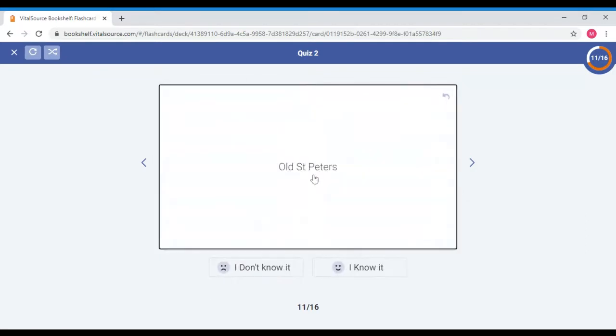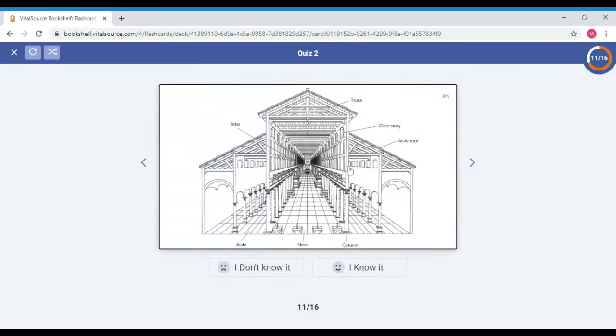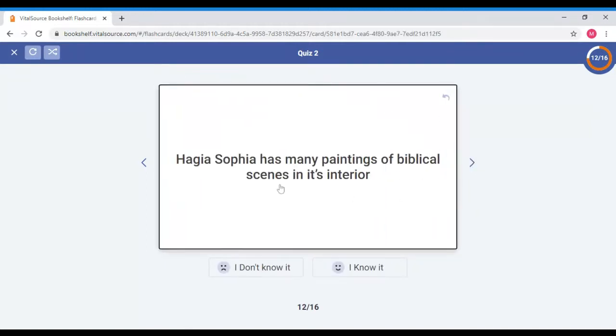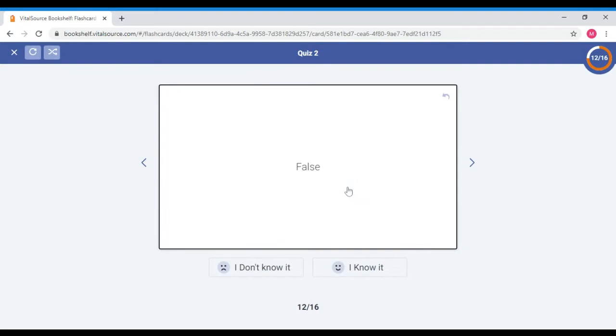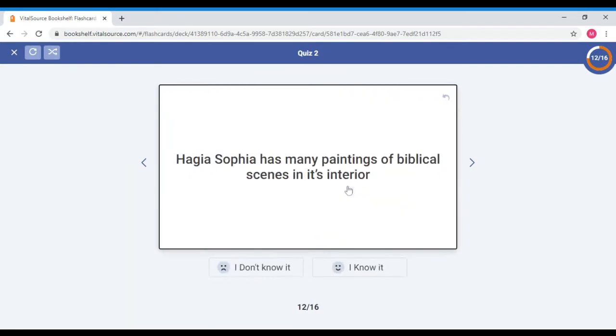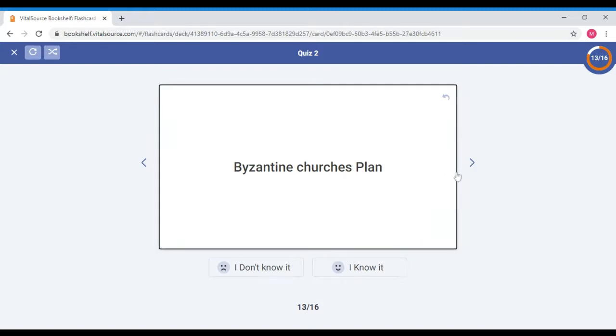What do I need to know about this one? Oh, so what church is this? It won't be this picture, I don't think so. But just remember how old St. Peter's looked. There were several pictures that I showed, and also I think there were some in the book. This one is false. Again, we didn't talk too much about this. Hagia Sophia's interior is painted with biblical scenes? Again, since it went through different changes inside, that hasn't really been there.